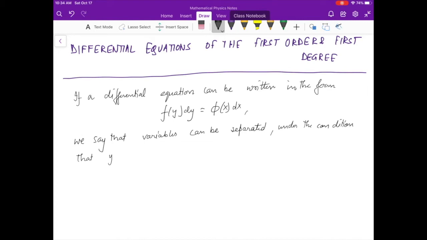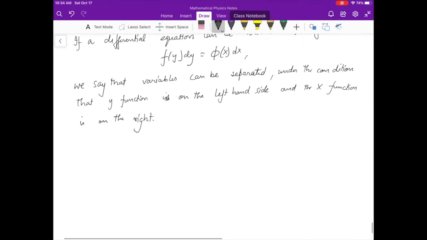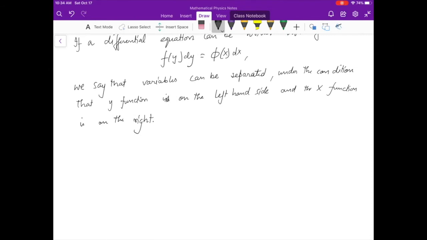All of this should stick to the condition that you take all your y components onto the left hand side. As you see here, the left hand side has f(y) and dy, because dy is the differential term, and on the right hand side we have phi(x) dx. So we take all the y components on the left hand side and the x components on the right hand side, and then do some integration as we have known so far, and get our corresponding results.